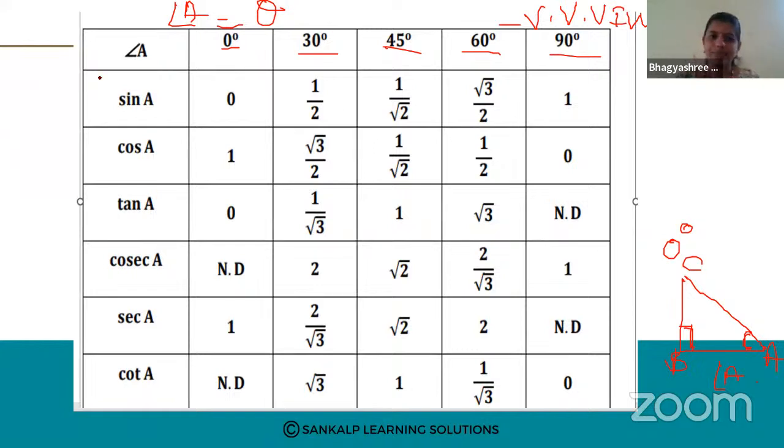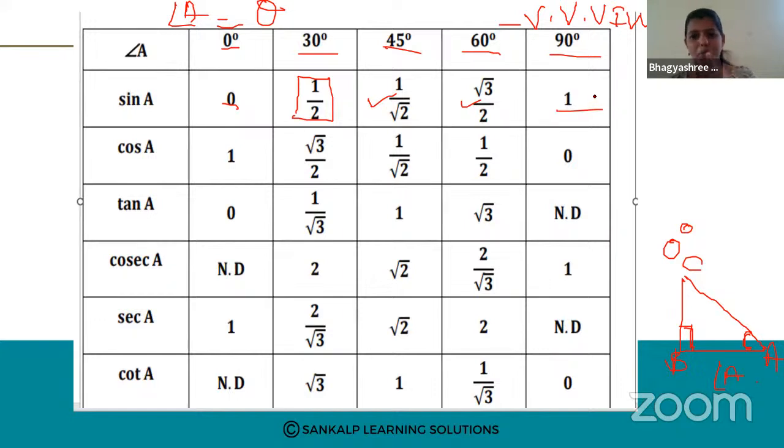Okay. Sin A means what? If angle A is 0 degree, then the value is 0. Sin 30 degree, value is 1 divided by 2. If angle A is 45 degree, then value is 1 divided by root 2. Sin 60 degree is root 3 divided by 2. Sin 90 degree is 1.